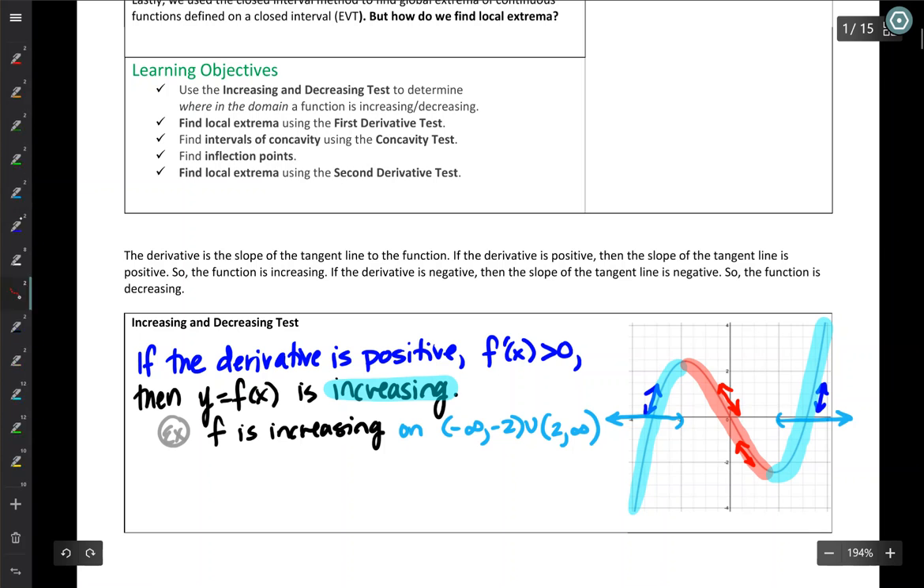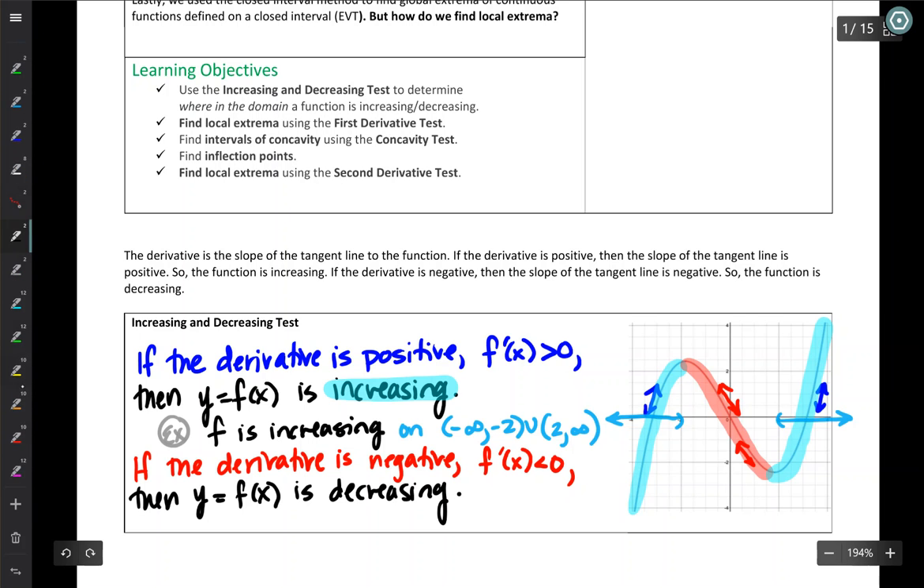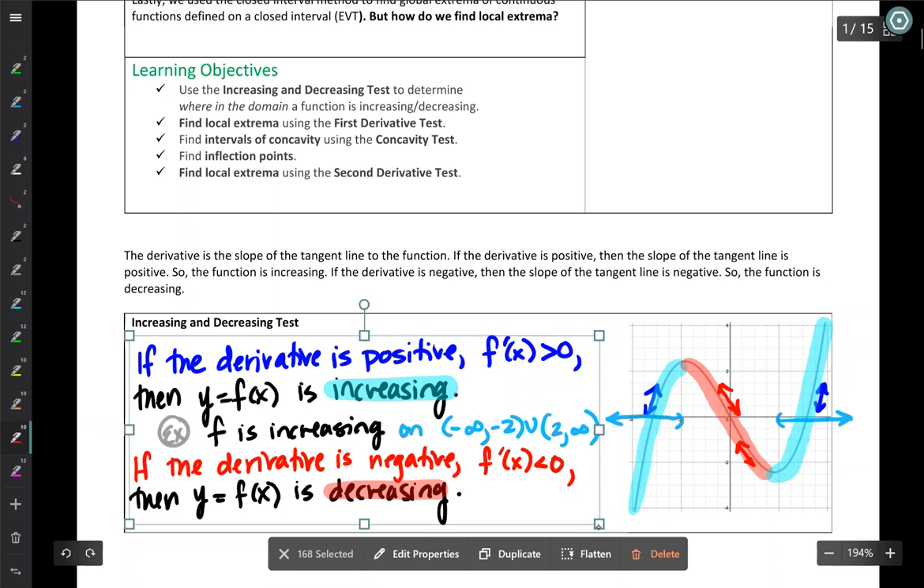A function is decreasing when its derivative is negative. So if the derivative is negative, you could just write f prime is less than 0. Then what must be true? Then this function is decreasing. Okay, so for an example, this function, make this a tiny bit smaller. This function is decreasing on -2 to 2.